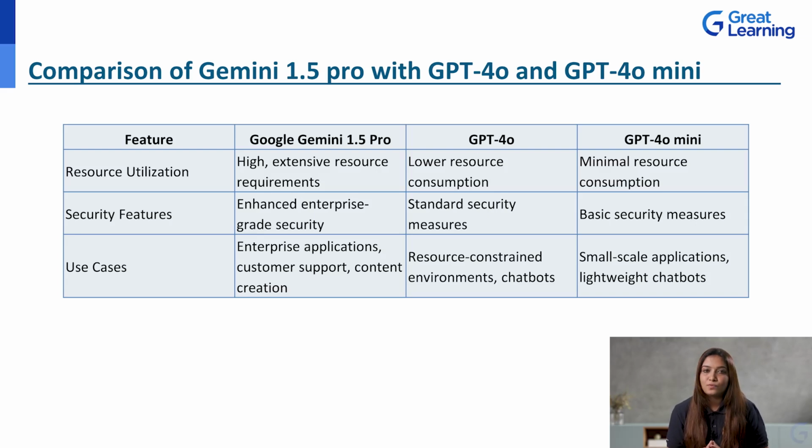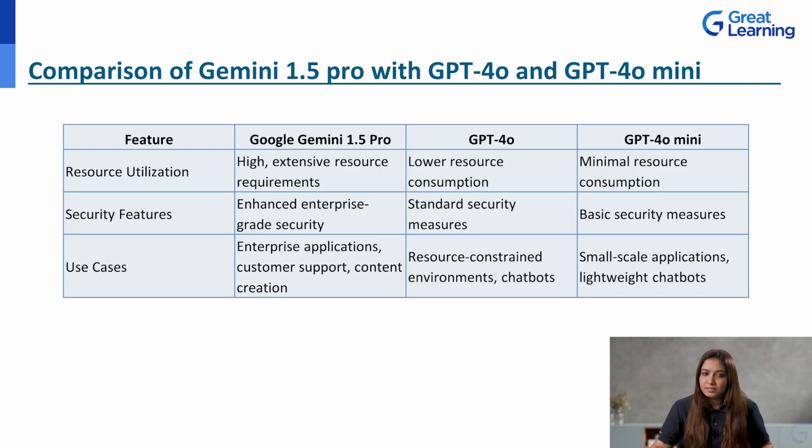Next comes use cases. What are the use cases we have? First, Gemini has enterprise applications, customer support and content creation as well. But GPT has resource-constrained environments and chatbots. You have to note that a few of the resources are constrained. You cannot access more than that. Mini is for small-scale applications and very lightweight chatbots which can be run on your mobile alone or tabs alone, a small device compared to a large laptop or computer screen, right?